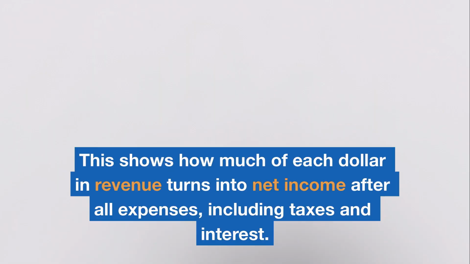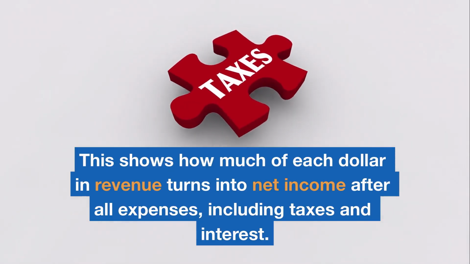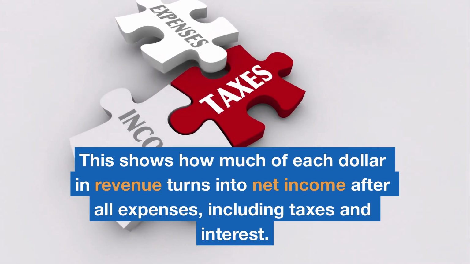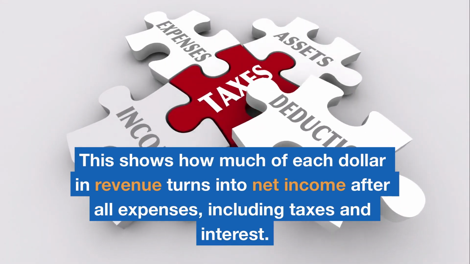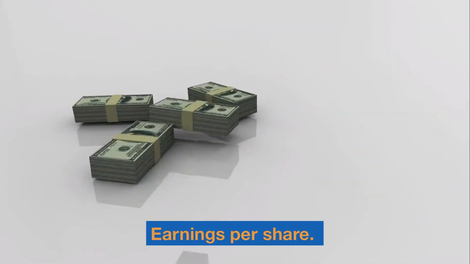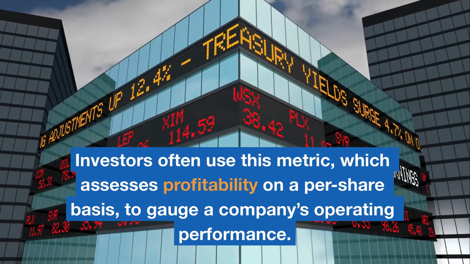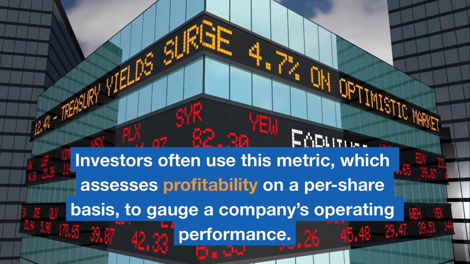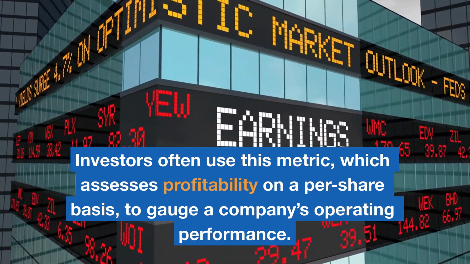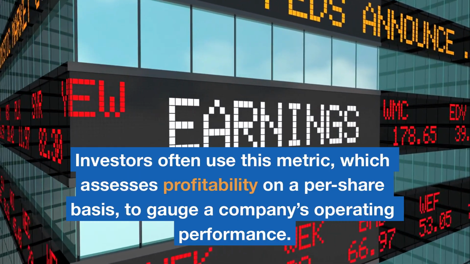Net profit margin. This shows how much of each dollar in revenue turns into net income after all expenses, including taxes and interest. Earnings per share. Investors often use this metric, which assesses profitability on a per-share basis, to gauge a company's operating performance.